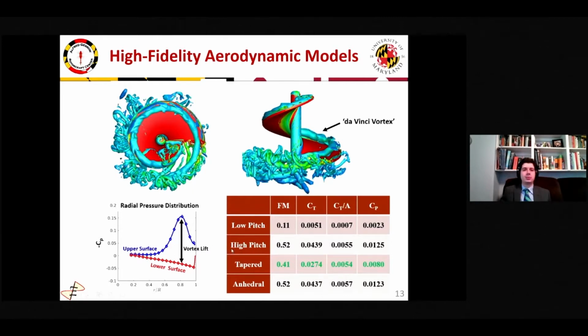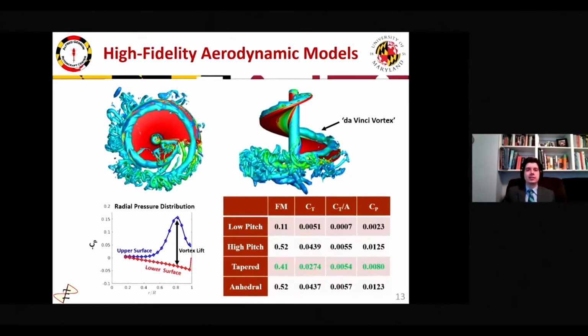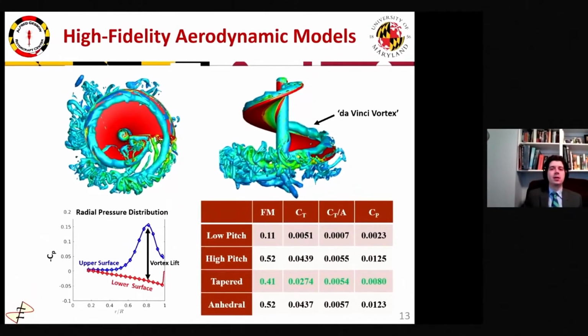And of these 4 geometries, while the taper geometry does have a lower coefficient of thrust than the anhedral and the high pitch configurations, this is actually due to having less than 60% of the surface area of those untapered designs. And so the thrust per rotor area is equivalent. However, the taper design ensures the strength of the Da Vinci vortex is constant over the entire surface, hoping to ensure that the thrust distribution is more even and trying to balance the rotor. So for this reason, we selected the taper design for the rest of the vehicle.